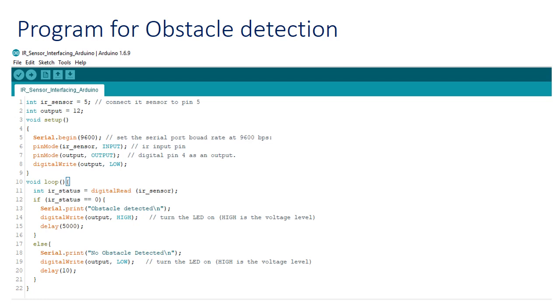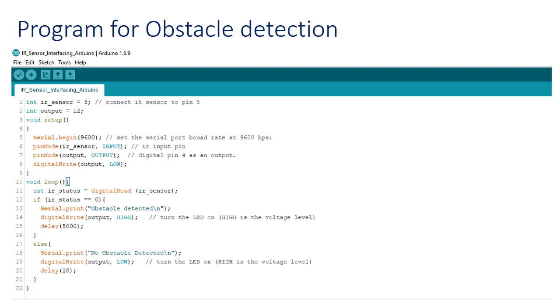Then we have used the pinMode command to set the status of the output pins. So output pin 12 is set as output because we have to send data on the output pins. Initially we can set the status of the output pin as low.